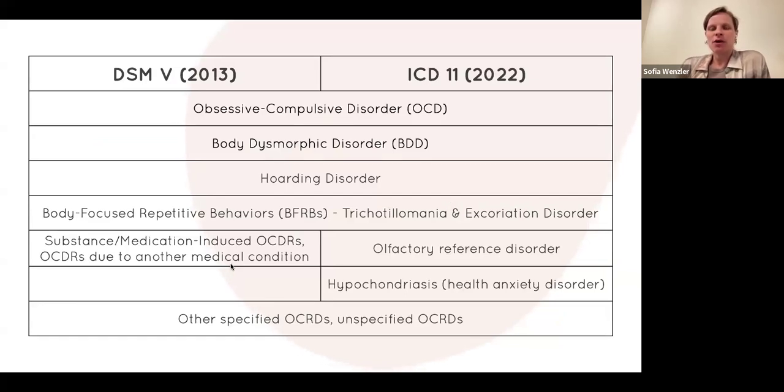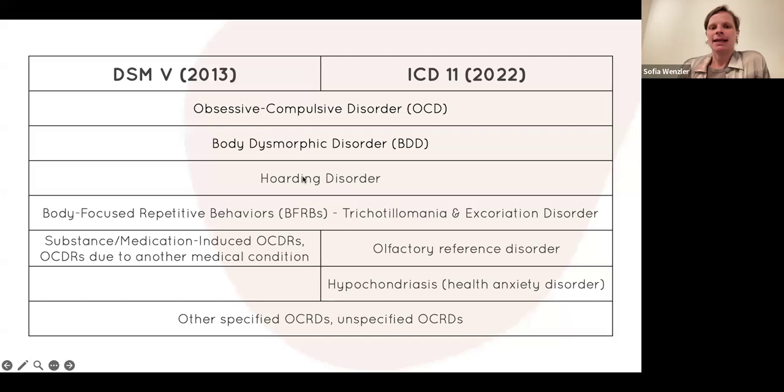And as I mentioned before, you can find this category of obsessive compulsive and related disorders in the DSM-5, which is the newest version of the DSM, as well as in the ICD-11, which came out in 2022. In both manuals, you have OCD in this group, body dysmorphic disorder, hoarding disorder, as well as a group of disorders called body-focused repetitive behaviors. Those can be, for example, pulling out your hair, picking at your skin, biting your cheeks, biting your nails, things like that. And then we have a category of things that are hard to define, but maybe in the realms of this somewhere, which is called other specified OCRDs or unspecified OCRDs.